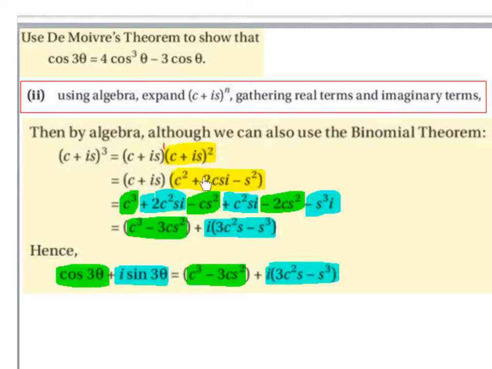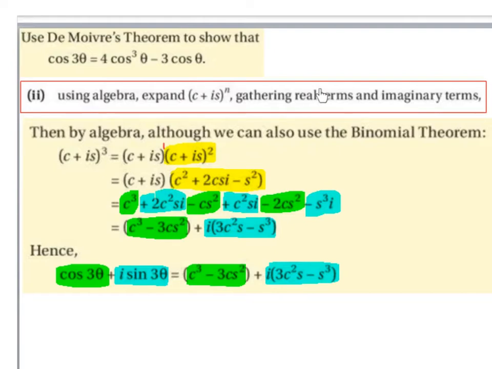Next, we're going to multiply out these brackets. So c times c squared is c cubed, c times 2csi is 2c squared si, and c times minus s squared is minus cs squared. Then is times c squared is c squared si, and is times 2csi is going to be minus 2cs squared. So the minus comes from i times i is i squared, and i squared gives us minus 1. So that's where the minus comes from, and the i disappears.